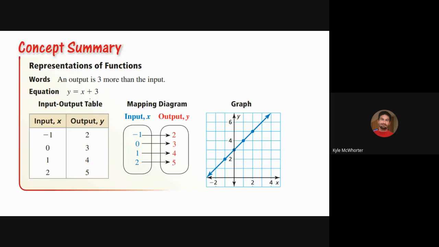Concept summary. A linear function has a constant rate of change. In an equation, it needs to be in the y equals mx plus b format. You need to be able to put it in that format. The graph should look like a line. And then by looking at a table or a mapping diagram, you should be able to tell if your y value is changing at a constant rate.